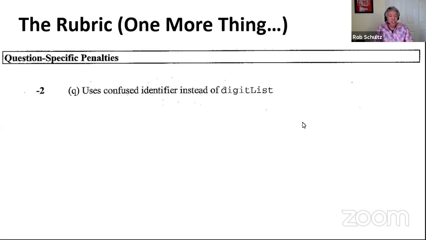So the decision that was made was rather than dock you 4 or 5 or 6 points because it said specifically in the rubric that you needed to use digit list, if you did everything correctly and you only made the mistake of declaring an array list that had a different name or constructing an array list with a different name, then you would lose 2 points for having a confused identifier. But then because you used it correctly, assuming that you were using digit list, then all of the other points would become valid again. So the decision was made to make this a question-specific penalty, so that you wouldn't lose a ton of points for a misnamed identifier. You would only lose 2. So that was the question-specific penalty for this question.